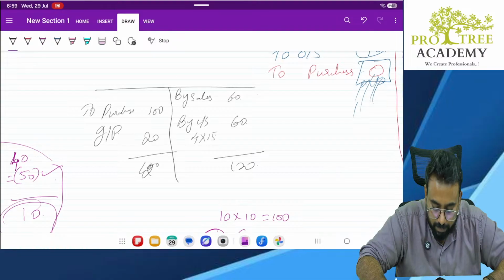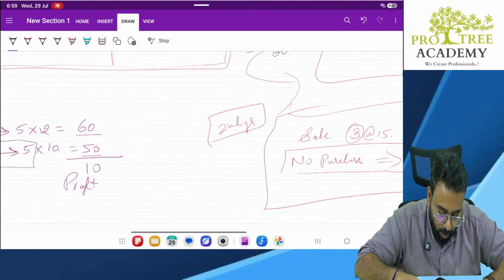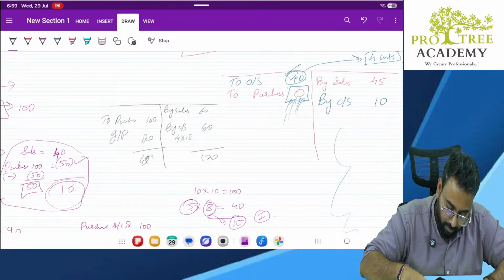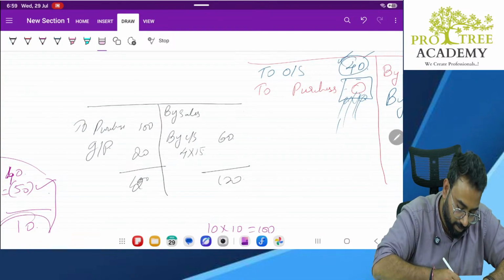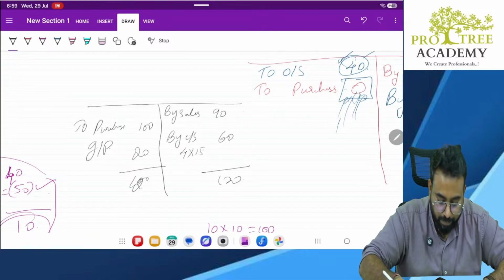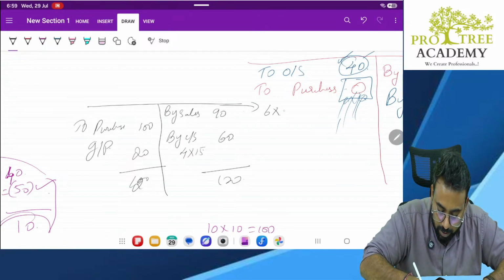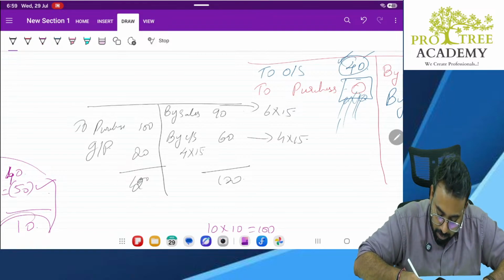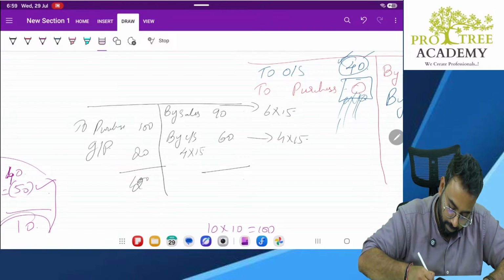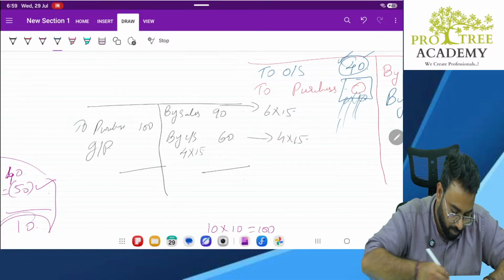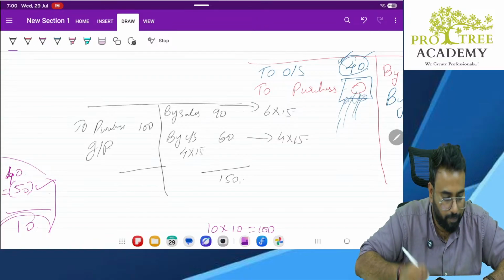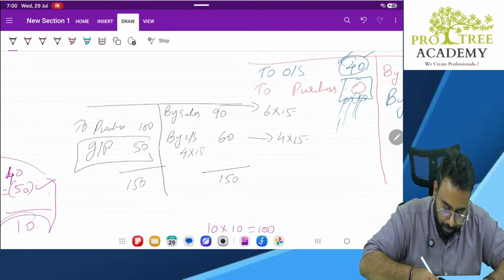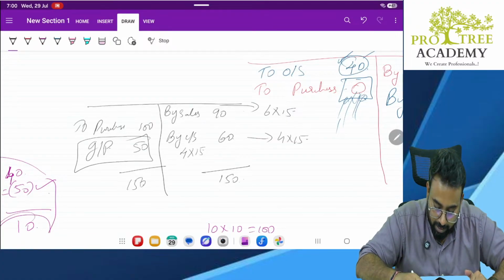Is everybody following? Yes. Last time, how much was the profit? Oh, did I make a mistake? Sorry. This is 90. My pardon. This is 90, 6 units at 15 rupees each. This is 4 units at 15 rupees each. So total becomes 150. Here also it should be 150. Difference in gross profit is 50.